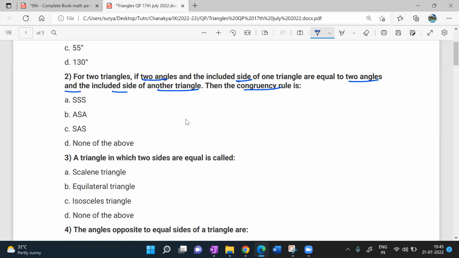ASA. How many have we done with the same? Guys, I'm asking you people only, how many have we done with the same?